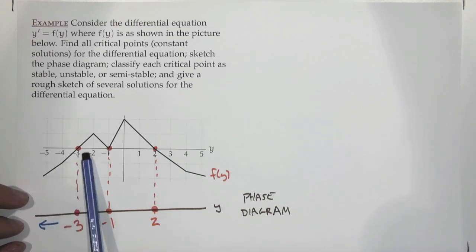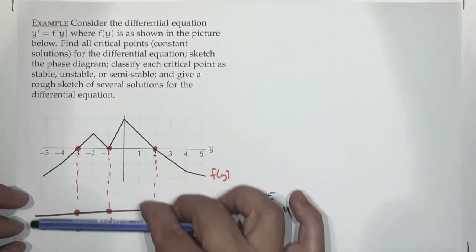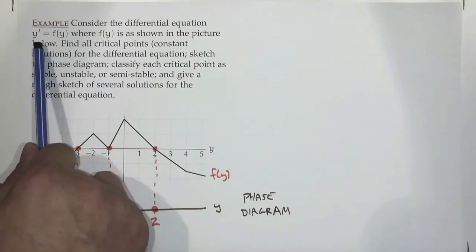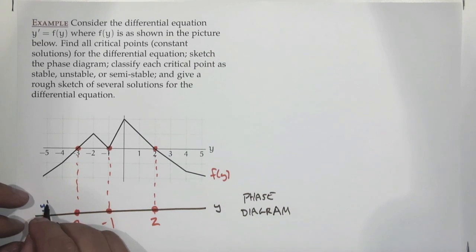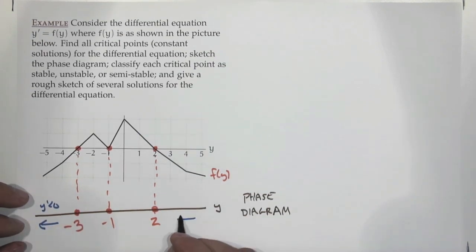Because f of y is negative. So where the function's below the axis, that's where f of y is negative, which means y prime is negative. So that's where we move to the left. So we see it's below the axis over here as well. So that will also be a place where we move to the left.